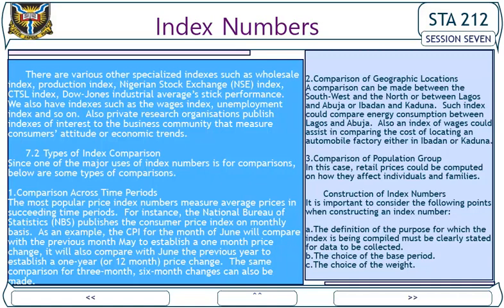Construction of index numbers. It is important to consider the following points when constructing an index number. A. The definition of the purpose for which the index is being compiled must be clearly stated for data to be collected. B. The choice of the base period. C. The choice of the weight.